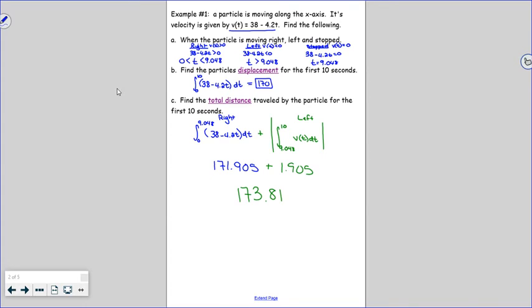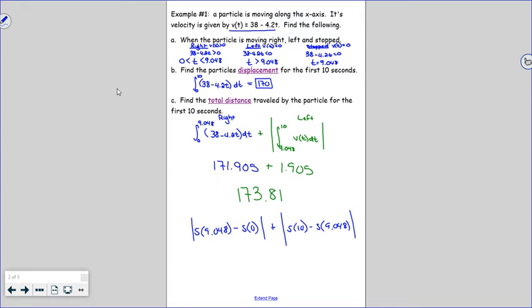We would have known the position function, and we would have said that the position at 9.048 minus the position at 0 would have been our distance moving to the right, plus the position at 10 minus the position at 9.048 would have been how far we moved to the left, and we would have added those two numbers together. We would have found our little displacements on each of those intervals and added them together.